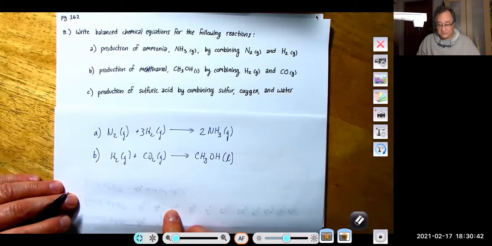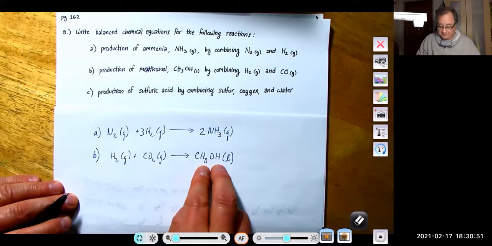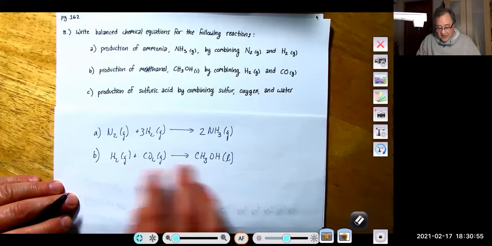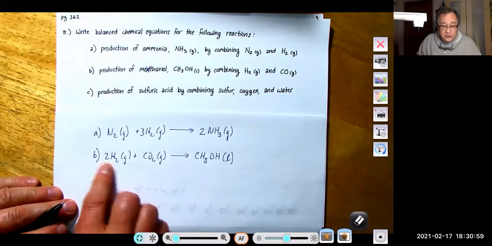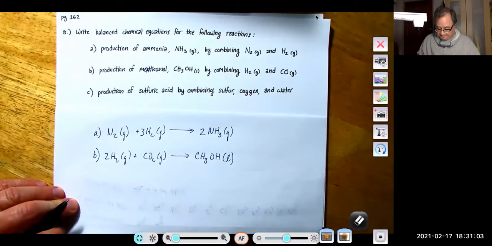And the answer is no. There's 3 hydrogens right there, but right there is another hydrogen. There are 4 hydrogens here and 2 here. So how do we make this match? We put a 2 here because that means you have 2 H2s. Each H2 has 2 hydrogens for a total of 4.